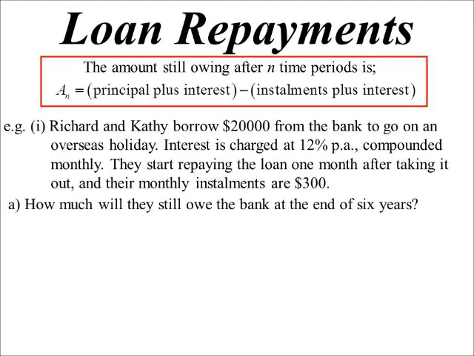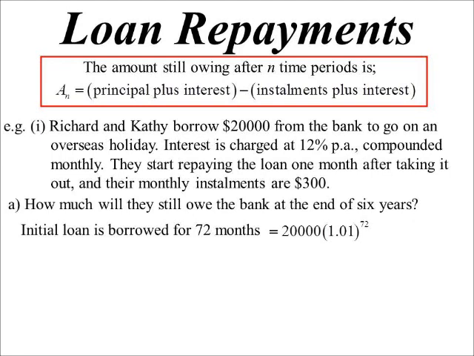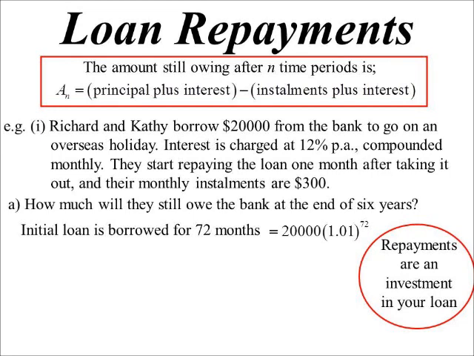So the first part is the borrowing. How much is the bank going to make? So 20,000 times 1.01 to the power of 72. Remember, this is in months. Okay, so that's the bank investing in me. Now, just think of repayments as another investment. You're investing in your loan.